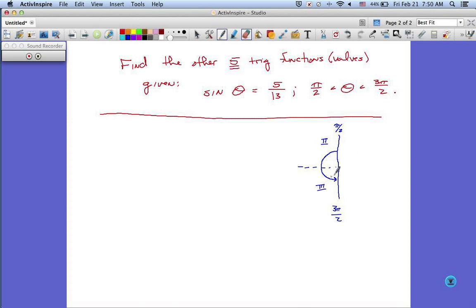Okay, so this is a portion of the unit circle, right? 0 is over here. Pi is over here. If I continue around, this then becomes 2 pi. All right, so we're told the angle, theta, is between pi over 2 and 3 pi over 2. So I've narrowed it down to the second and third quadrant. Well, additionally, I know that sine is positive. It's a positive 5/13. Sine is my y-coordinate, and sine is positive in the second, but negative in the third. So here's my winning quadrant. I know I'm in the second quadrant.